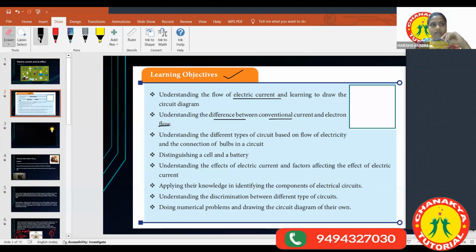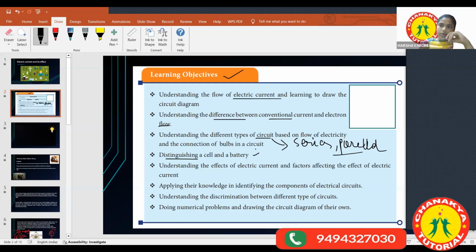So we will be seeing what are the different types of electric circuits. For example, for your curiosity, I will say there are two kinds of circuits, series and parallel. Hope my handwriting is not so bad. Okay, then we will be seeing what is a cell, what is a battery, what is the difference between a cell and a battery. And then we will understand the effects of electric current.